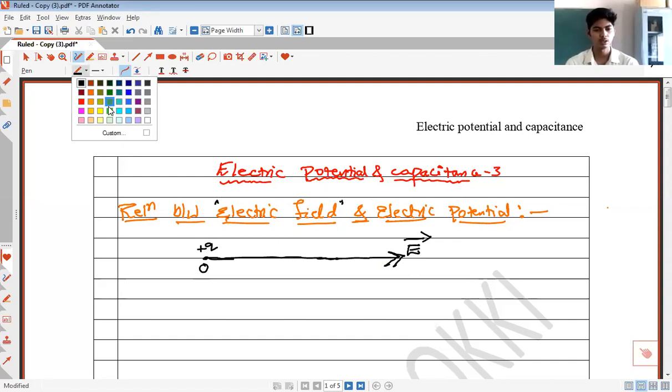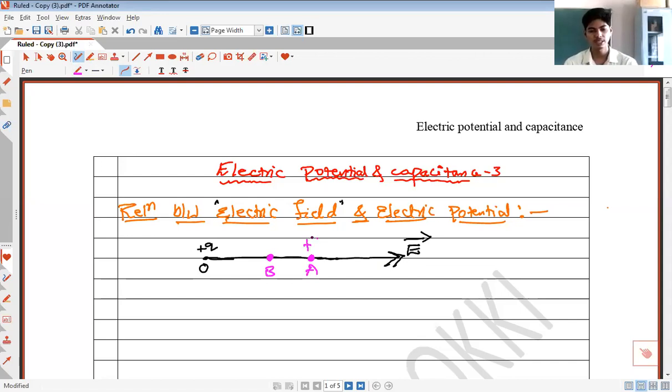We will now consider 2 points in this electric field. Let A and B be the 2 points in the electric field, and we will place a test charge Q naught at point A. In order to move the test charge Q naught from point A to point B over a displacement dx, we will have to do work. You must introduce the idea of potential. So what I have done is I have considered 2 points in the electric field, A and B. In order to move a test charge from one point to another point in the electric field, you will have to do work.